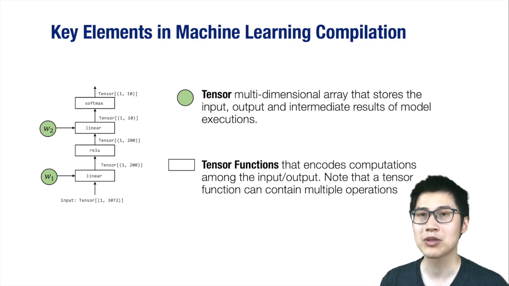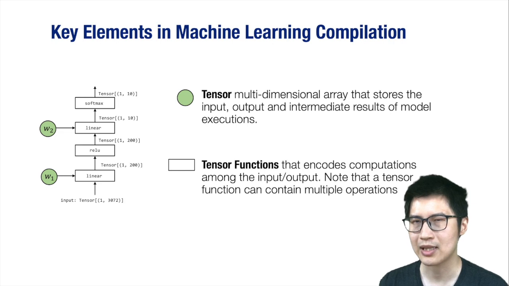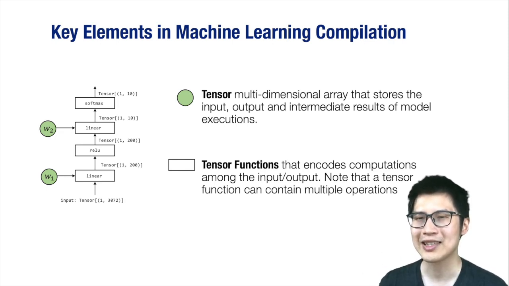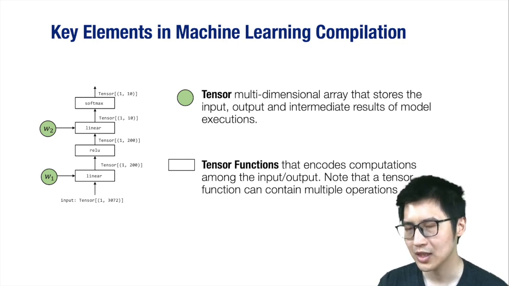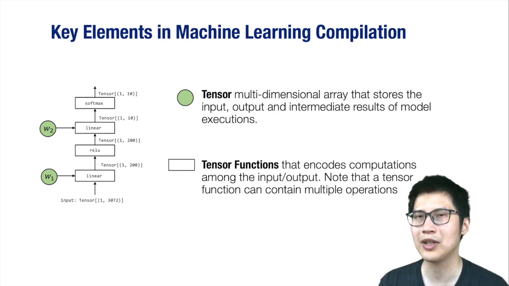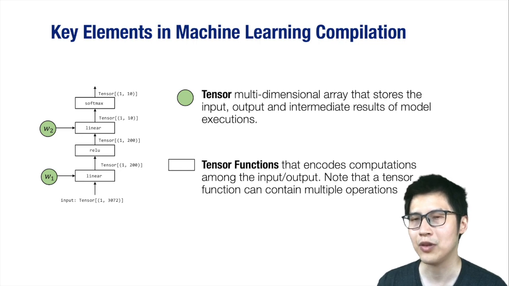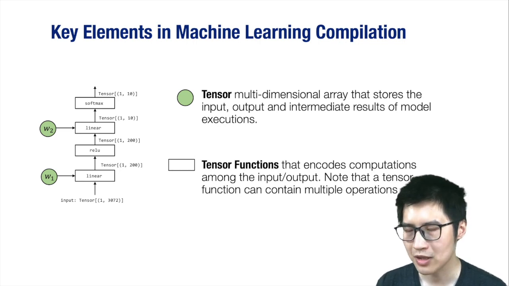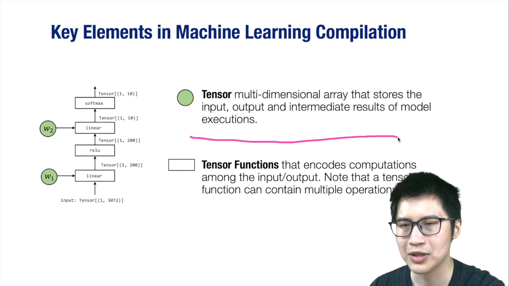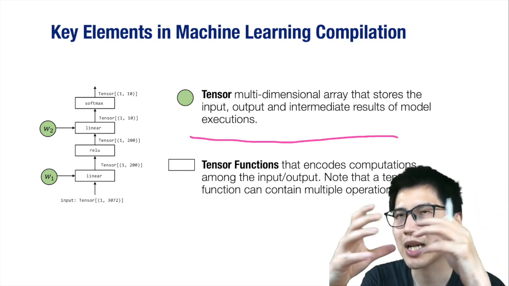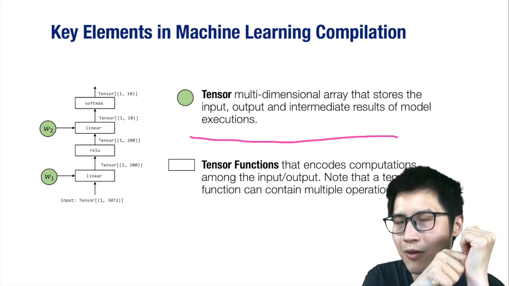Specifically, if we look at most machine learning models, there are 2 key concepts that thread through all these machine learning model executions. And hopefully, if you have learned machine learning frameworks, you are already familiar with some of those concepts. The first concept is what we call a tensor, which is effectively a multi-dimensional array that stores the input, output, and intermediate results of model execution.